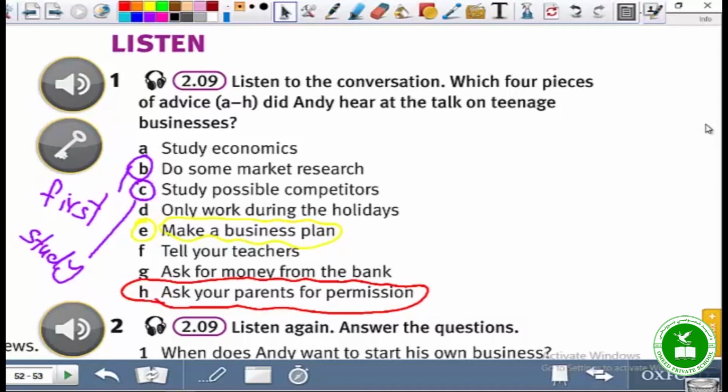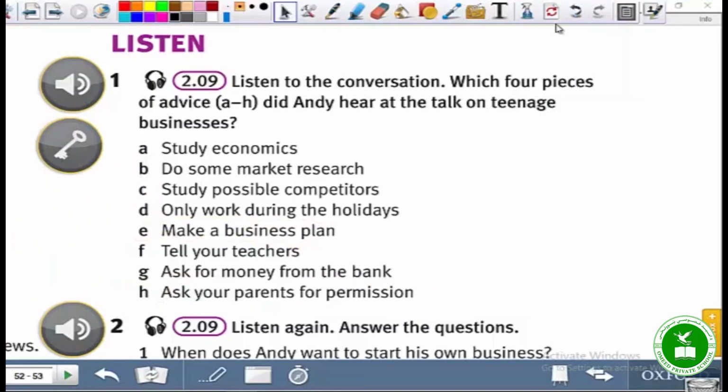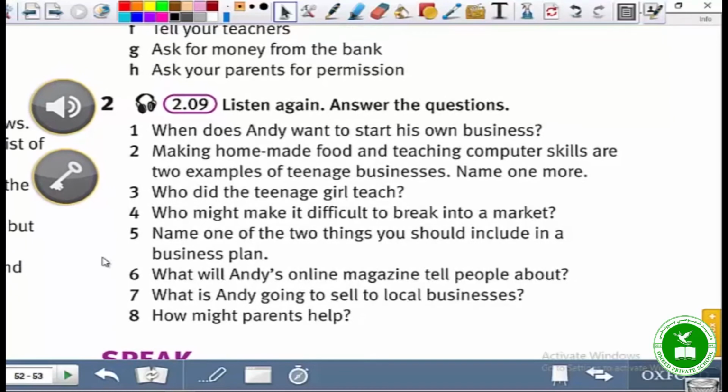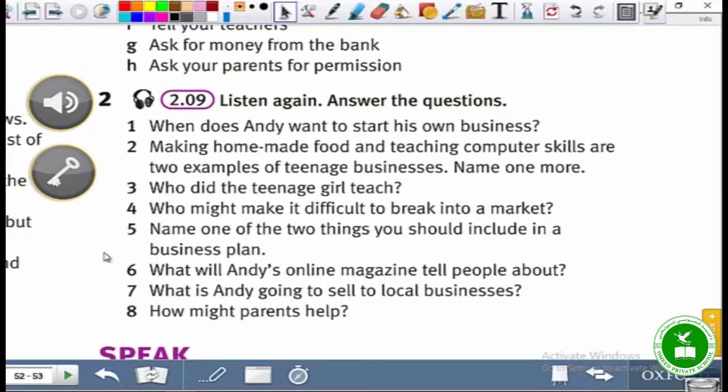And the next one, number 3, make a business plan. Okay? And the next one, the last one, ask your parents for permission. Which letter? Letter H. Okay? Thank you for your participation in this exercise. Next exercise, exercise 2, it says listen again, answer the questions. Okay, so now you should answer the questions which are mentioned in here. How many questions? We have about 8 questions.